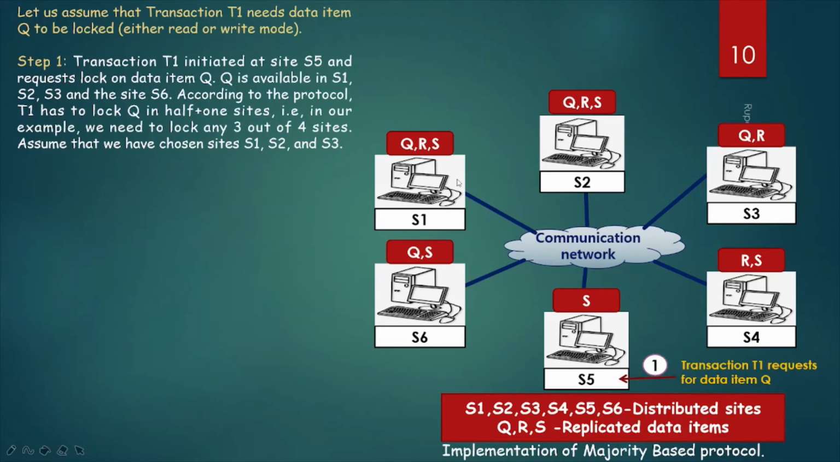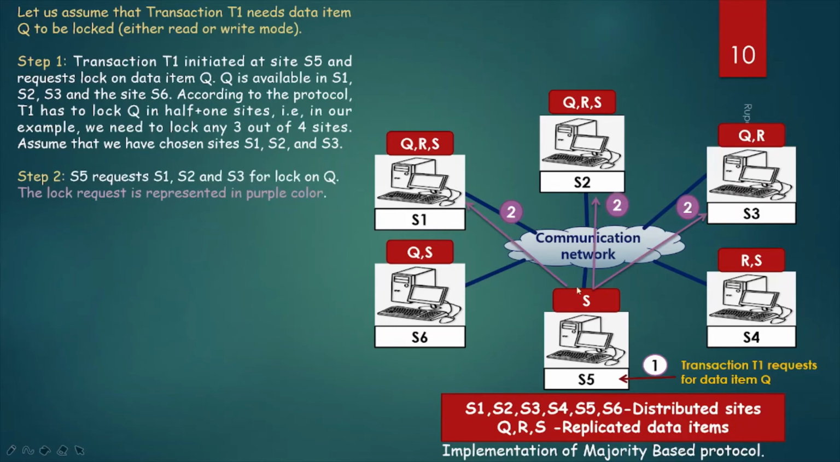Q is available in S1, S2, S3 and S6. According to the protocol, T1 has to lock Q in half plus 1 sites. That is, in our example, we need to lock any 3 out of 4 sites. Assume that we have chosen sites S1, S2 and S3. Step 2 is, S5 requests S1, S2 and S3 for a lock on Q. The lock request is represented in purple color.